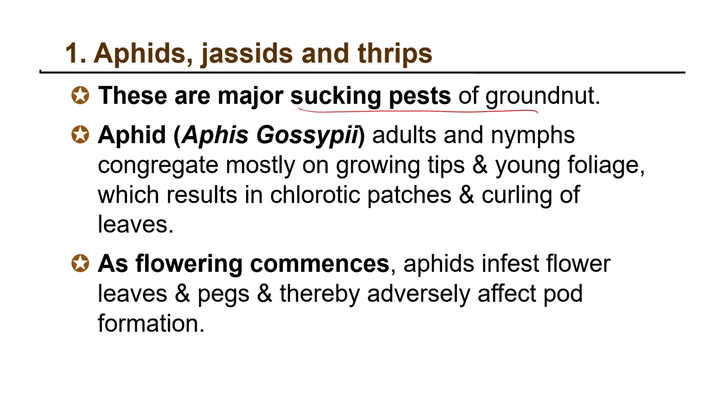Aphid, the scientific name is Aphis gossypii. Adults and nymphs congregate mostly on growing tips and young foliage, which results in chlorotic patches and curling of leaves. As flowering commences, aphids infest flowers, leaves and pegs and thereby adversely affect pod formation.